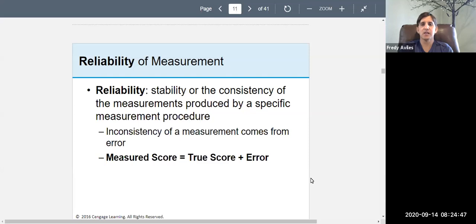So for instance, if we measure your height with a ruler, let's say, and you're exactly 6 feet tall, the ruler says you're 6 feet tall, right?